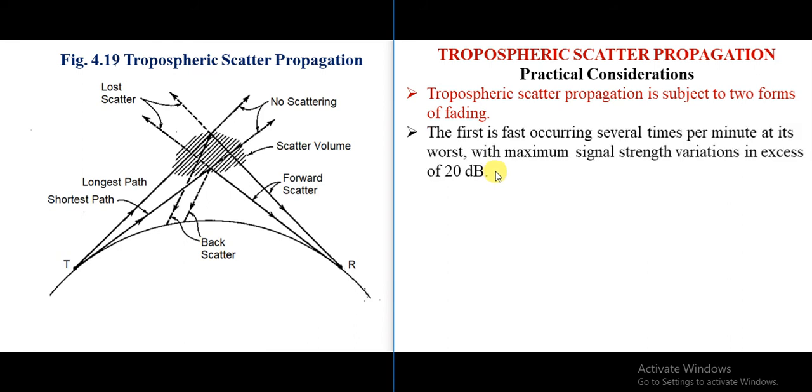The first form of fading is fast fading, occurring several times per minute, and it is bursty, with a signal variation in excess of 20 dB. So it is a very fast fluctuation in the signal.